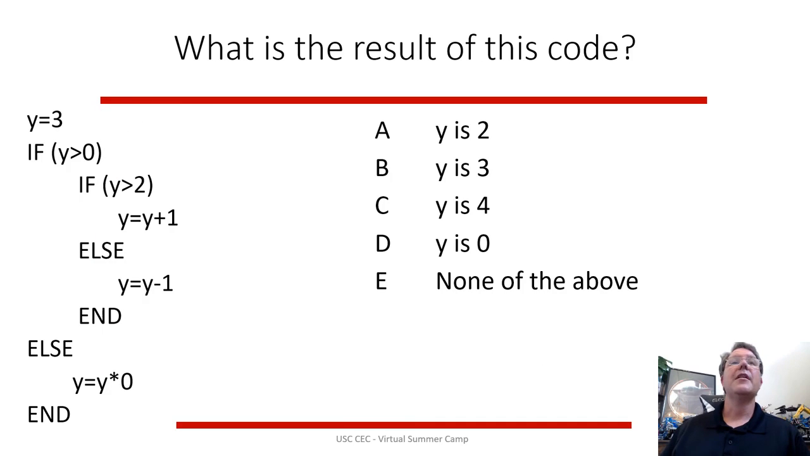So this is a nested if statement. Let's think about it. y equals 3 initially. Is y greater than 0? That is true. That means this is going to happen. That means this is not going to happen.